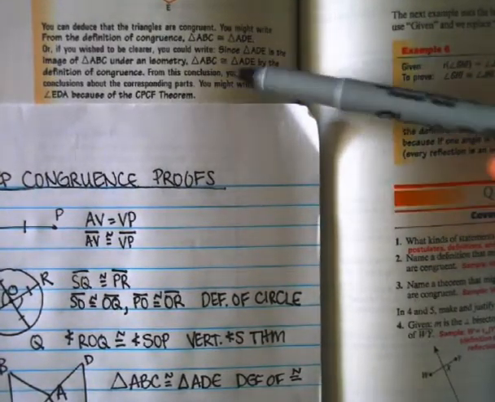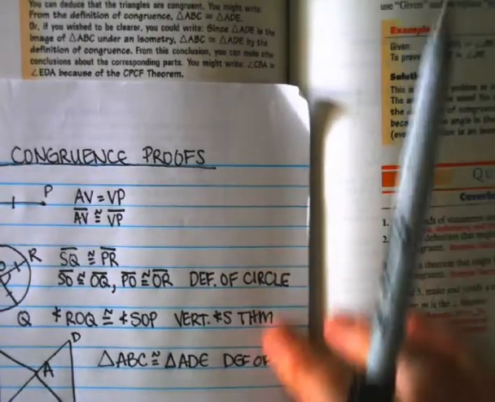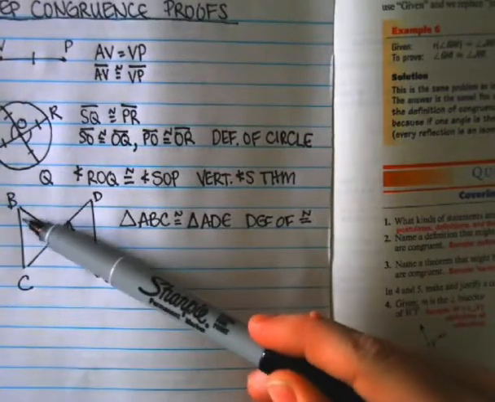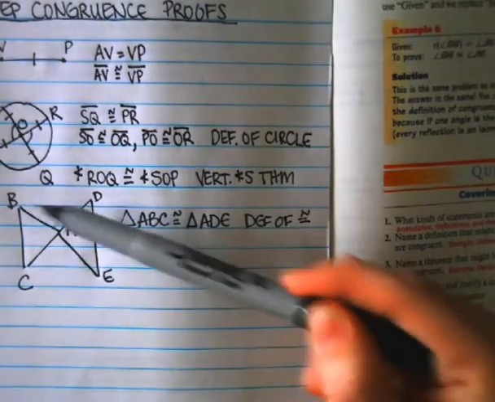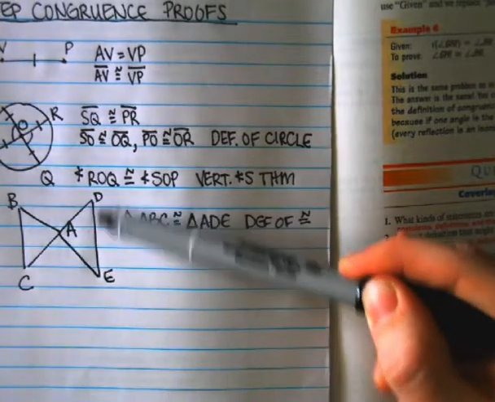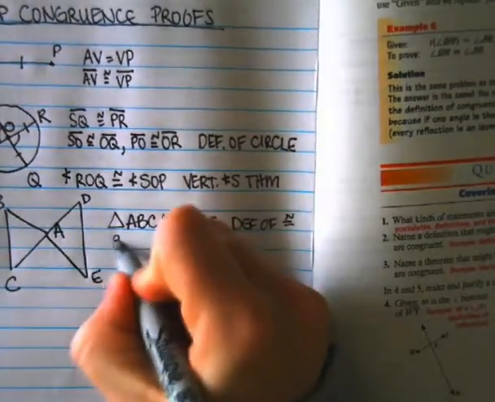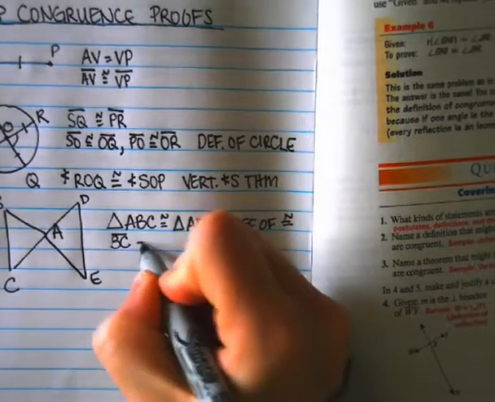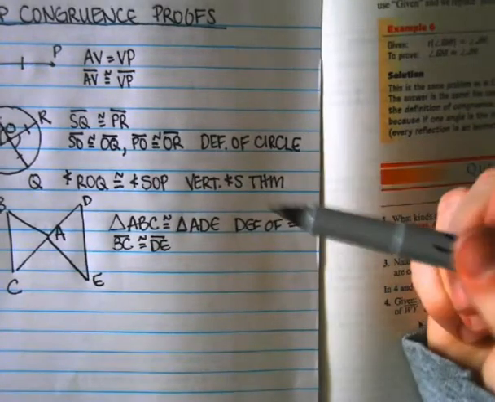Then it goes on to say how you can get a little more specific about the corresponding parts. So we could just talk about, for instance, angle B and angle D. We could talk about segment BC and segment DE. So we'll just do that one. We know that BC is congruent to DE. How do I know that?